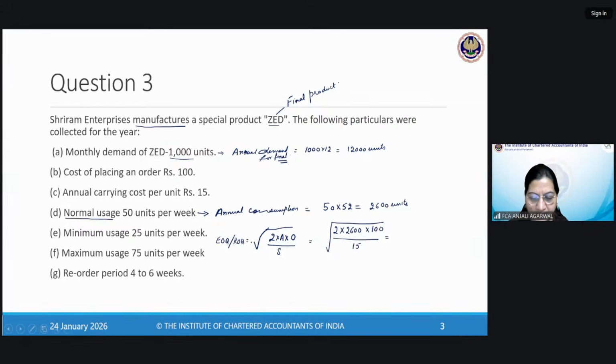So you may calculate this: 2 into 2,600 into 100, divide by 15, under root.